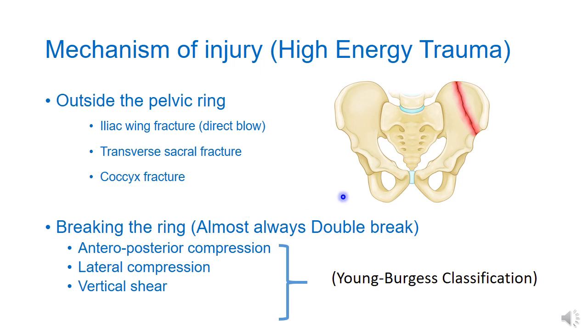This double break depends on the direction of the injury. It's either compression from anterior to posterior, called anteroposterior compression, compression from lateral, called lateral compression, or a shearing force from downwards upwards, called vertical shear. And this is the basis of what's called the Young-Burgess classification. Let us take this classification in more detail.